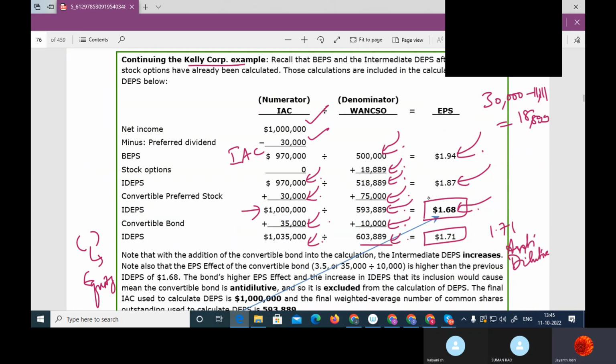So you will stop your problem here itself. You will not go further. Why? Because you are finding diluted EPS, not anti-diluted EPS, correct? So your diluted EPS is how much? 1.68. Okay, just have a look through this.